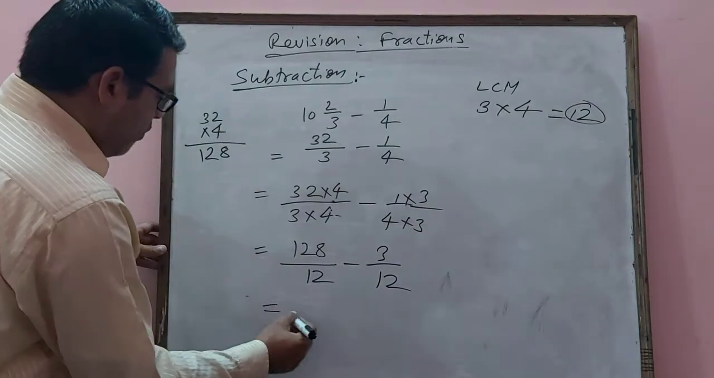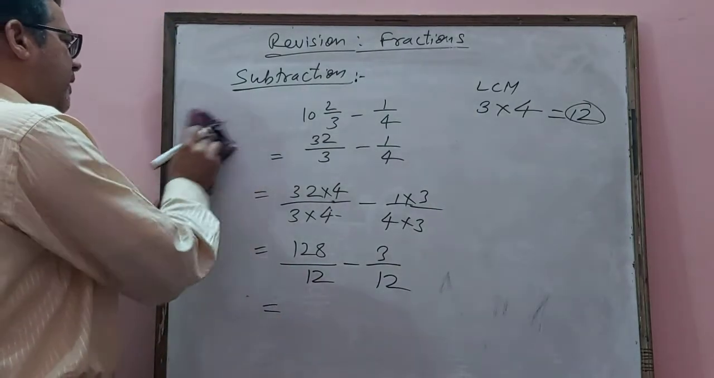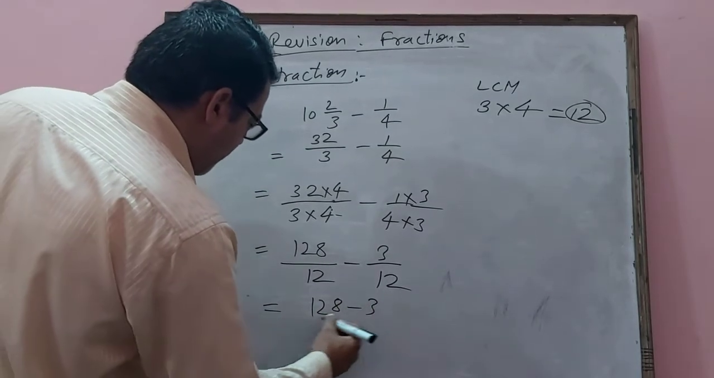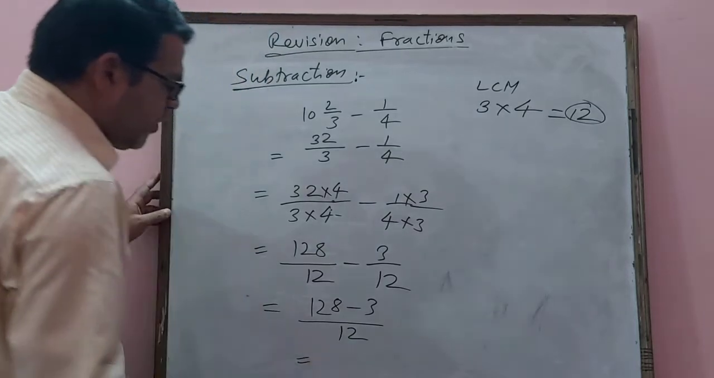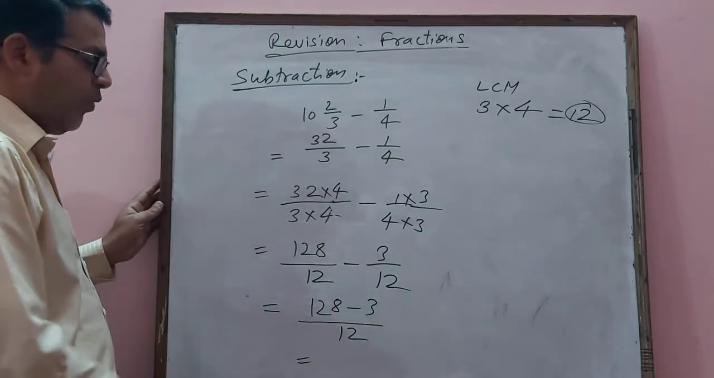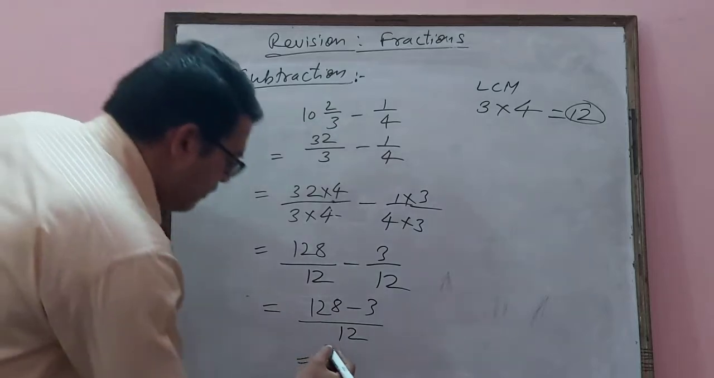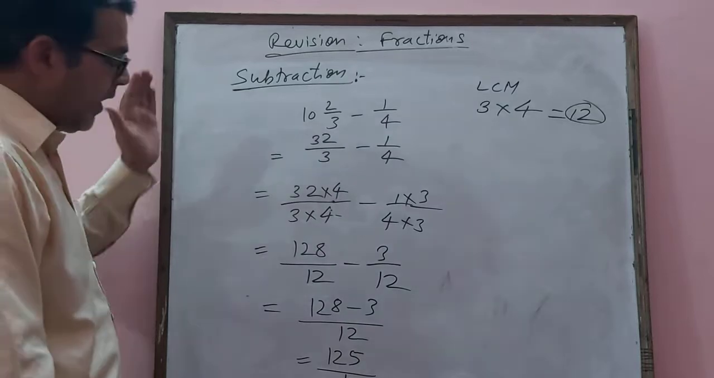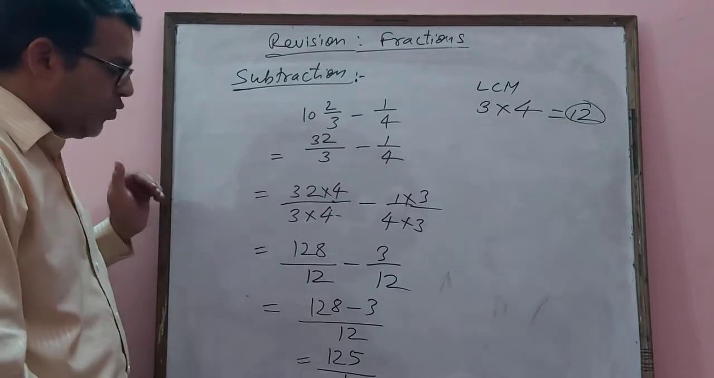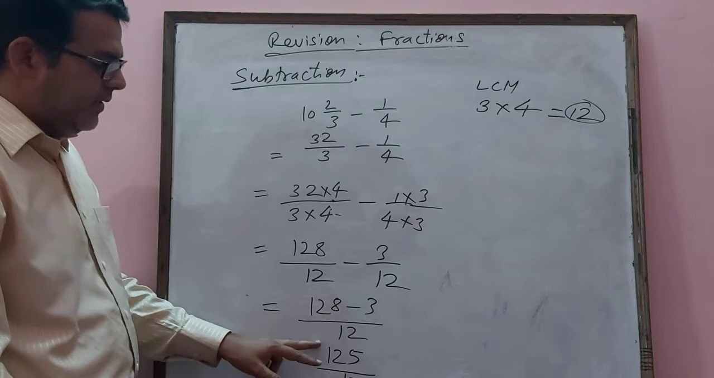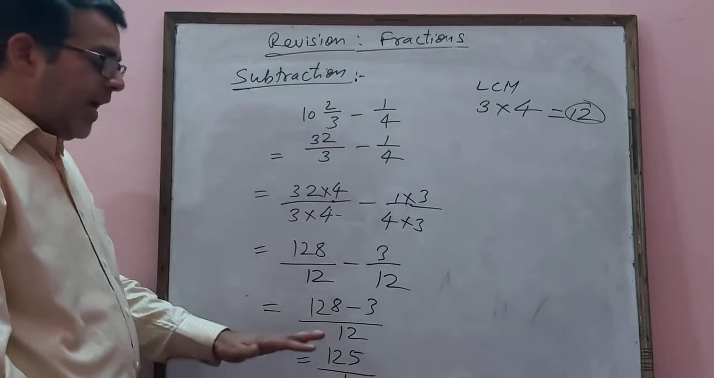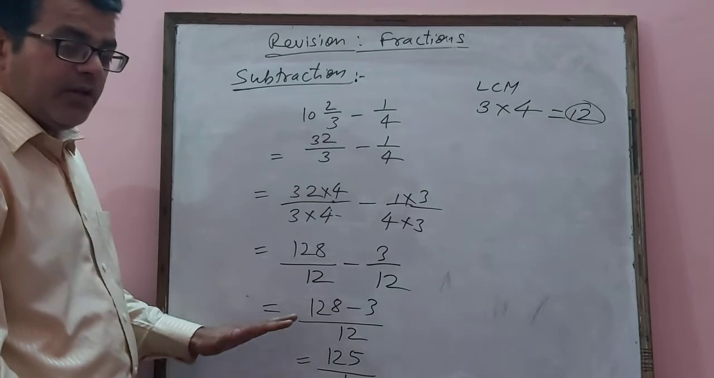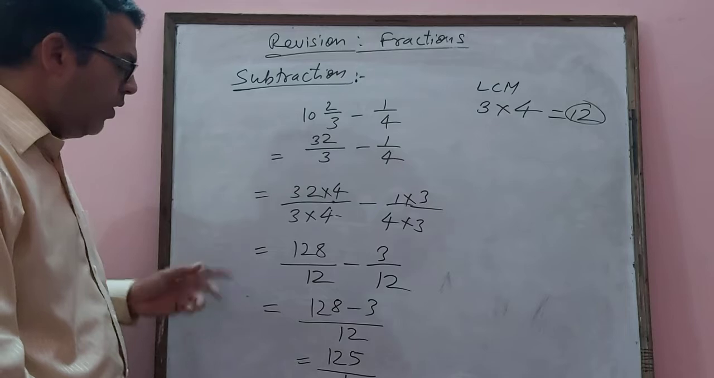Right, now you can see here these are like terms. So we can subtract numerator from numerator. 128 minus 3. So 125 we have. 128 minus 3 means 125 by 12. Now you can see this is an improper fraction and irreducible. And irreducible fractions, we can't reduce it, we can't minimize it.